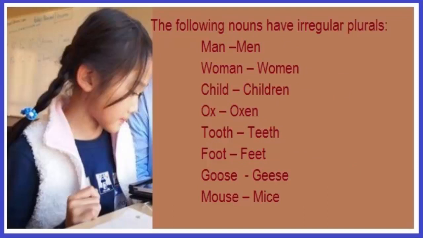The following nouns have irregular plurals. For example, singular man, plural men, women, child, children, ox, oxen, tooth, teeth, foot, feet, goose, geese, mouse, mice.